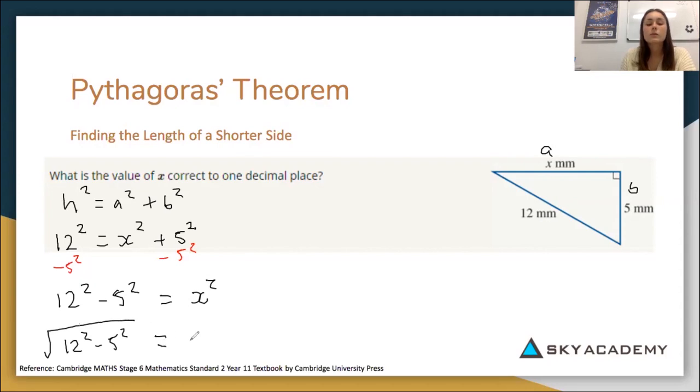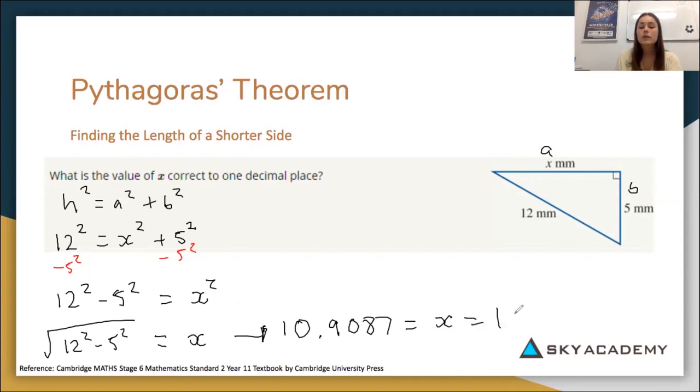So now we can solve for x, and when you put the square root of 12 squared minus 5 squared into your calculator, you should get 10.9087, and if it is to one decimal place, x will equal 10.9 millimeters. So that's how you do Pythagoras' theorem to find the length of an unknown side in a right angled triangle.